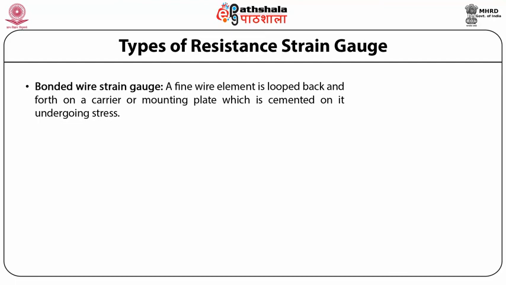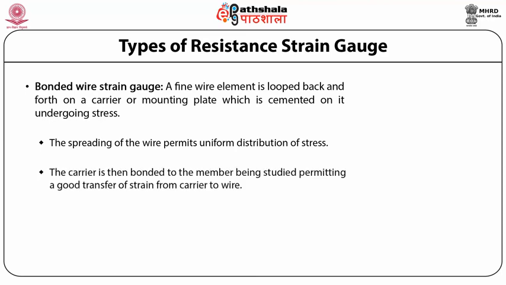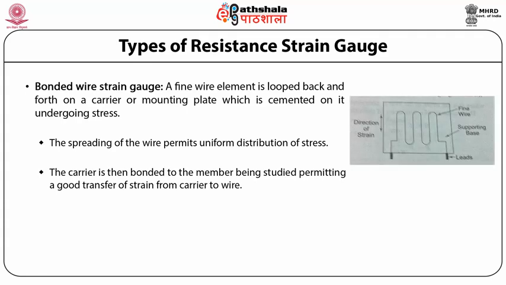Second one is a bonded wire strain gauge. So here we have a fine wire element which is looped back and forth on a carrier or mounting plate which is cemented on the member undergoing stress. The spreading of the wire permits uniform distribution of stress, and the carrier is then bonded to the member being studied, permitting a good transfer of strain from the carrier to the wire. This is clearly shown in this figure.